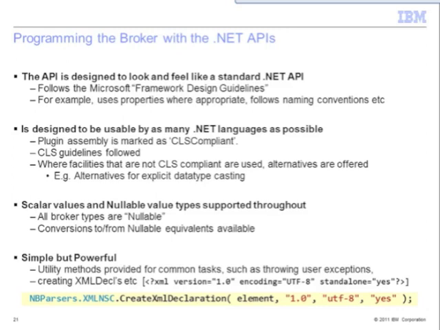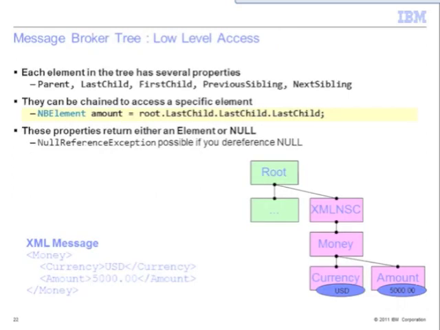Other things, we designed the API to be simple but powerful. For example, we provided lots of utility methods for performing common tasks, such as throwing exceptions and creating things like XML declarations. Creating an XML declaration, like we see here at the bottom of this chart, in other programming environments might be several lines of code to produce, but in the message broker for the XML and SC parser, it's a simple single method call. You can pass the arguments in that you want to use, and that declaration will be created for you. So again, just trying to make it friendly and easy to use.